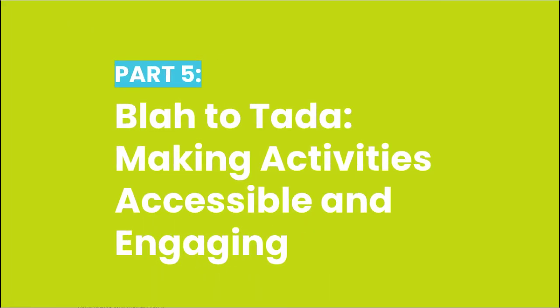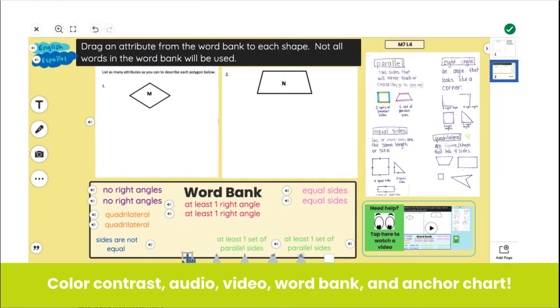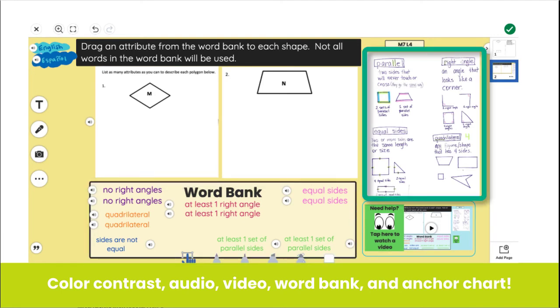Accessible and engaging activities will keep students interested. I like to call it blah to ta-da. Let's take a look. This is a screenshot of a math problem taken from a workbook page. How can this activity include more accessibility and be more engaging? Maybe some color contrast, audio, word bank, a video, maybe add in an anchor chart.